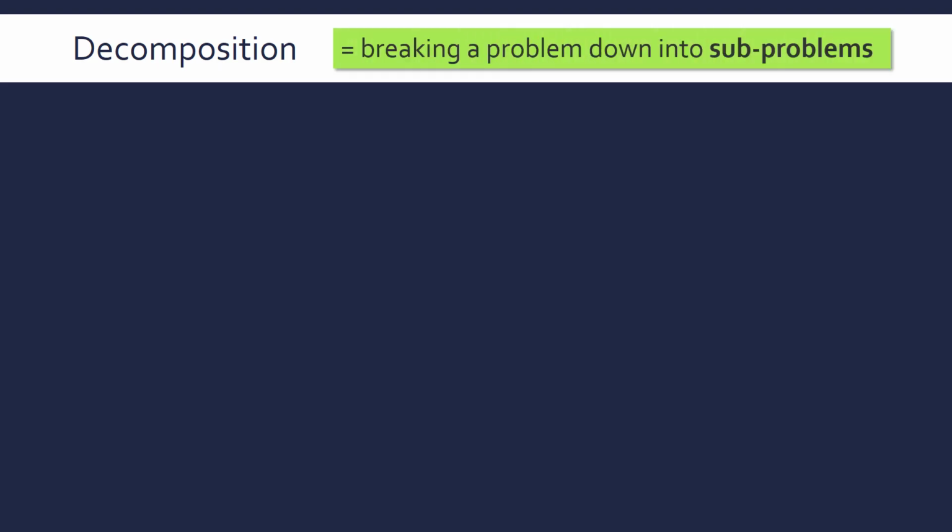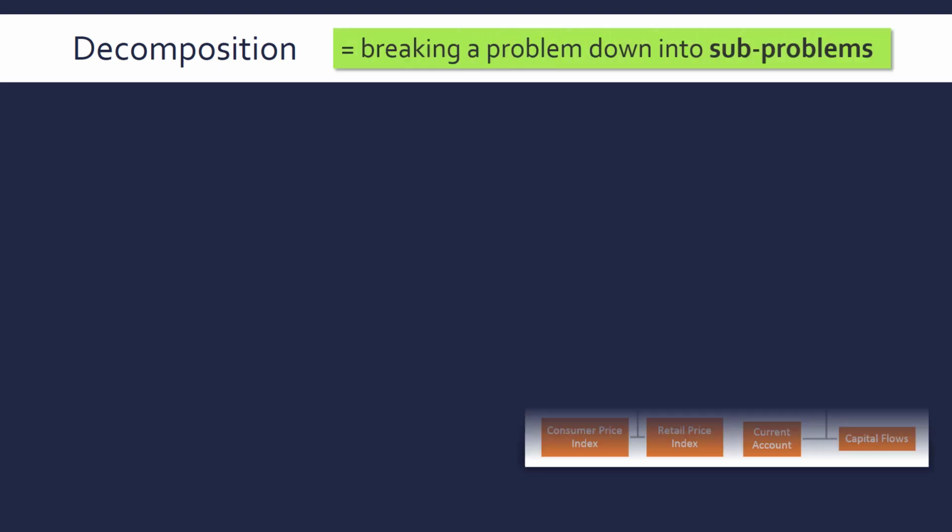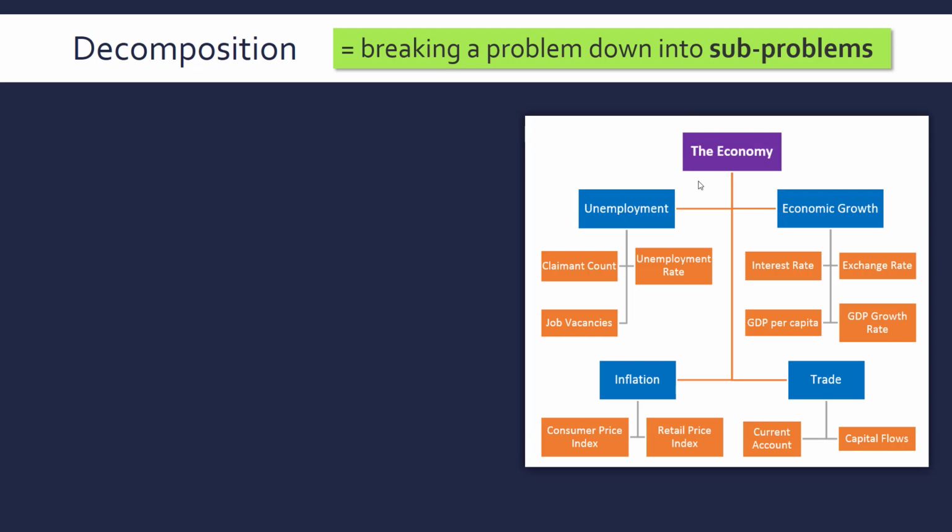A really important aspect of theoretical computer science is critical thinking and problem solving. And decomposition is a technique that falls under this category. This is breaking a problem down into sub-problems. So the economy could be a problem, and we can break it down into four aspects and then more indicators that fall under those sub-problems. So you can further divide sub-problems into more sub-problems.